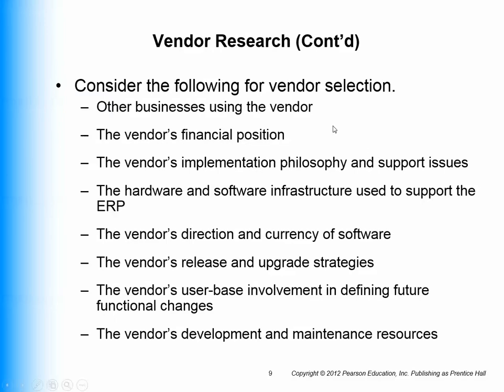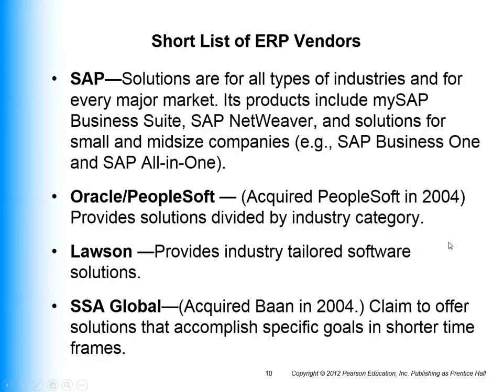All right, look at other businesses using the vendor. Look at the financial position. You don't want to implement a system and then a couple of years later the company goes bankrupt and gets acquired by somebody else. That could be nothing but trouble. What's their track record of supporting their clients? What about how current their software is and the direction of their software, its architecture? A lot of things to consider. All right, and here's the typical short list: SAP, Oracle, Lawson, SSA Global.